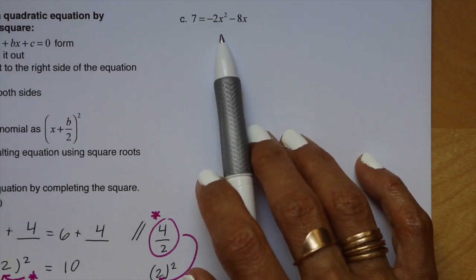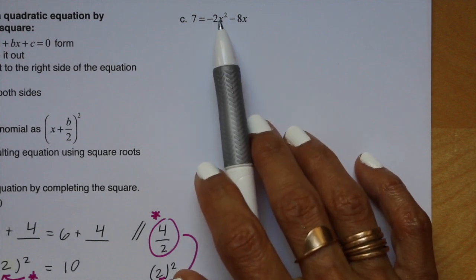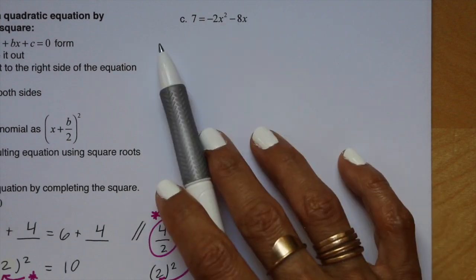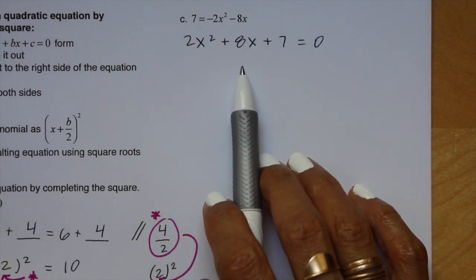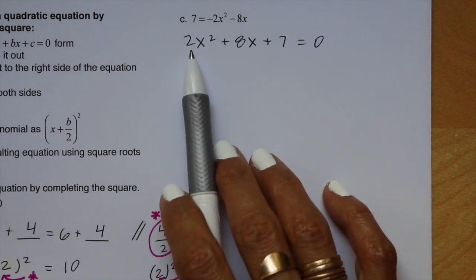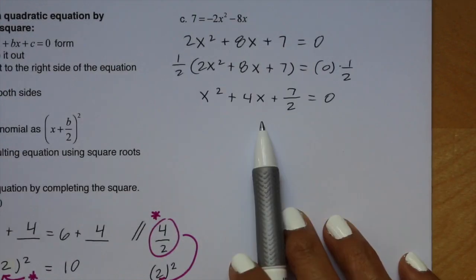Okay, for this problem, we want the whole equation equal to 0. Because this x squared term is negative, we're going to move it to the left side of the equation. And we'll also move this guy over as well. So we get 2x squared plus 8x plus 7 equals 0. Next step, we want this a value to be 1, so we're going to divide it out. So we're dividing both sides of the equation by 2. So we end up getting x squared plus 4x plus 7 halves equals 0.